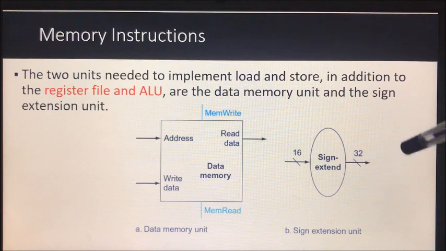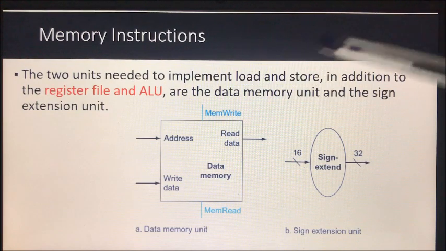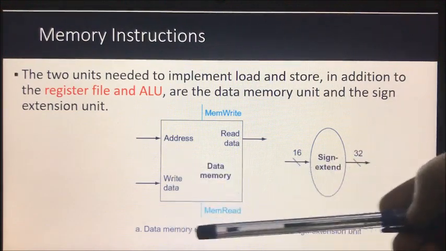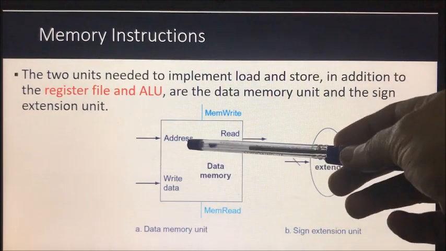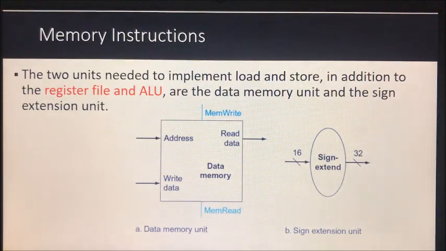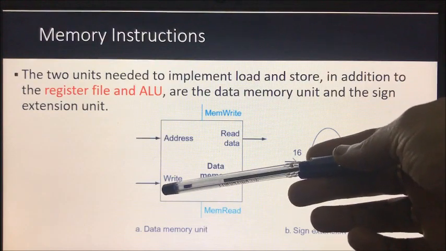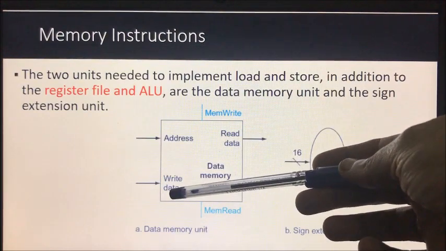Next, in the case of memory instructions, in addition to the register file and the ALU, we need 2 more elements, what we say as data memory unit and the sign extension unit. In the case of data memory unit, the address from where the data is supposed to be fetched is the input, and write data also will be there as an input in order to perform a write operation, that is into a particular address. If we want to write a data, address will be given and write data will be given. Whatever the data we are going to write into the particular address will be specified here.